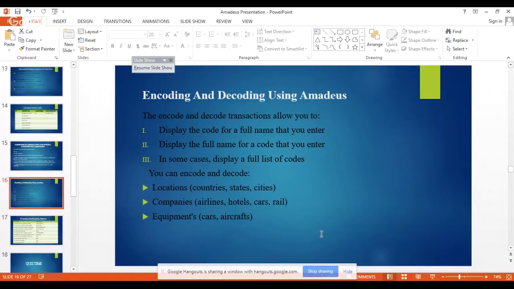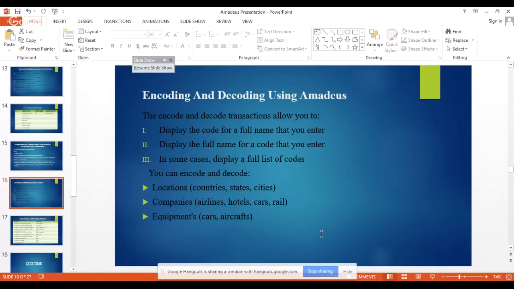The first one is to decode the full name that you enter. Let's say you want to get the 3-letter city code for Los Angeles and you type in Los Angeles. It will give you the 3-letter city code. It will decode it for you. Then the next, display the full name of the code you enter. Let's say you enter LAX as well. It will give you Los Angeles in full. It will spell it out for you in full.